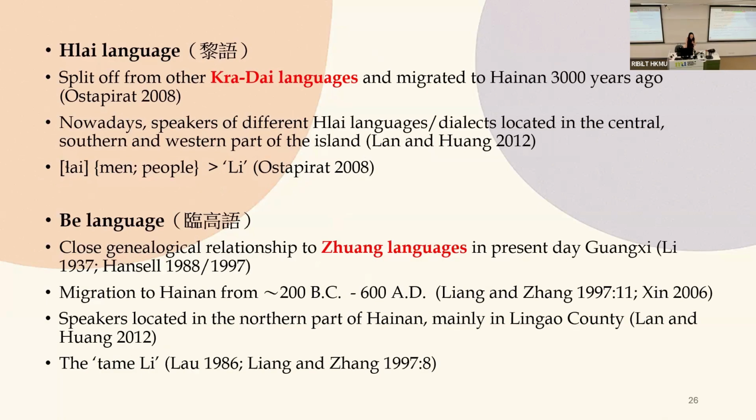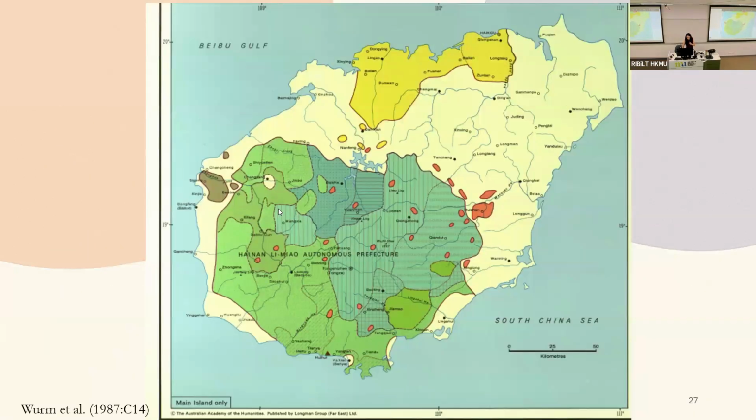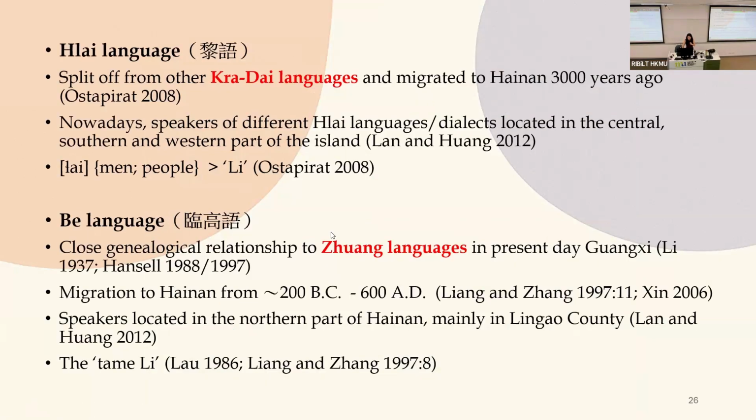languages indeed form a branch of their own. They have split off from other Kradai languages at least 3,000 years ago, and internally they can be further divided into several dialects. And nowadays, speakers of different Hlai languages are scattered in the central, southern, and western parts of the island. And here you can see all the green areas are the Hlai speakers. Okay. And the name Li in historical records was actually a Chinese adaptation of the word Hlai, which means man or people in the native Hlai language.